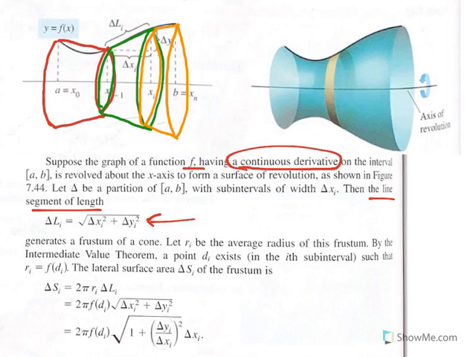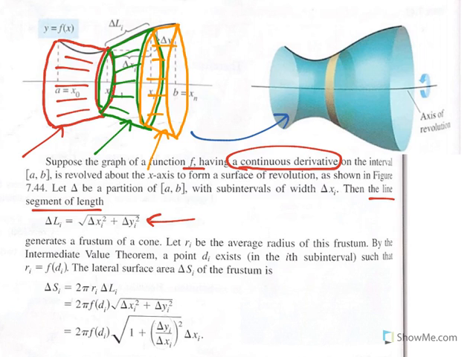As you can see from my sketch here, if you revolve each of those individual line segments, you will get a frustum of a right circular cone, and you have a formula that would give you the lateral surface area of each of these three frustums. And if you add the lateral surface areas of the three frustums of right circular cones, then you will get an approximation for the surface area that is obtained by taking the continuous curve and revolving it about the axis of revolution.